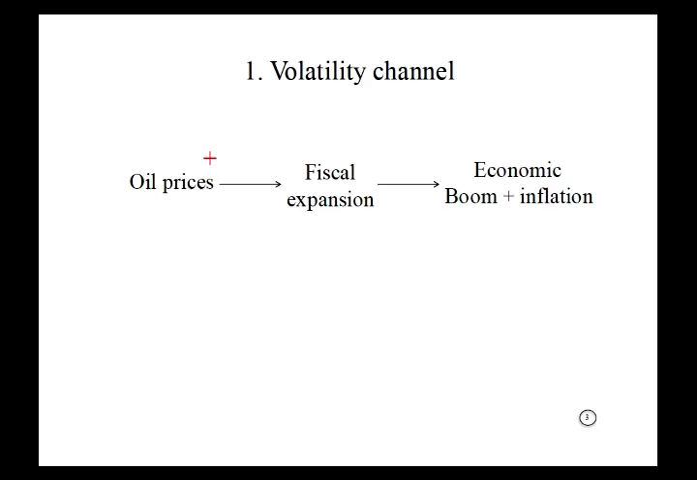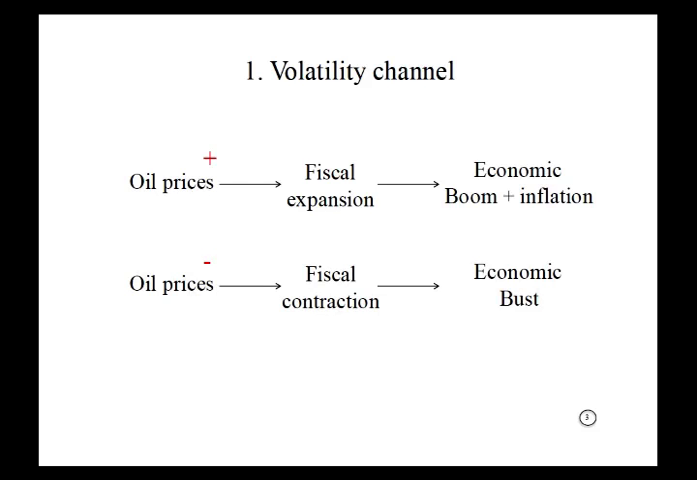So basically, here's the story. If the oil price goes up, the revenue of the government goes up, and the government spends the newfound money, you're going to have trouble, inflation in the economy. So the government increases the budget, it creates an economic boom, the supply increases, but also inflation.